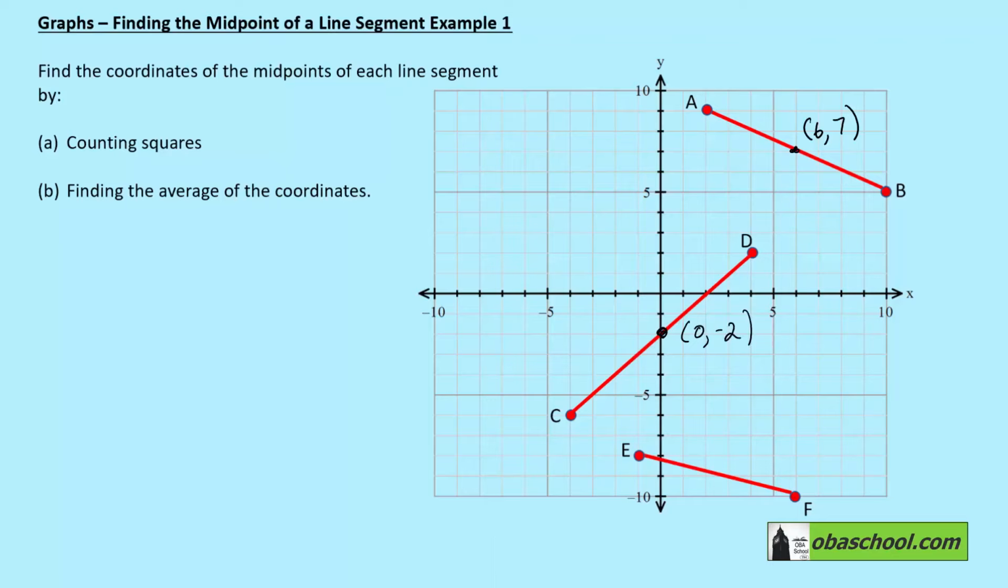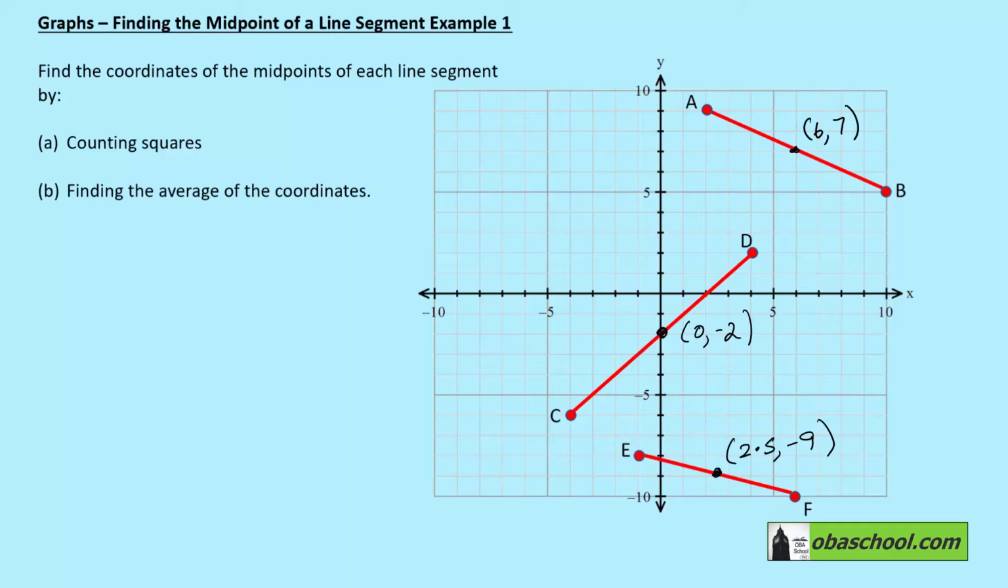And finally, this one is 1, 2, 3, 4, 5, 6, 7 across and 2 down. So 3.5 across, 1, 2, 3.5, and 1 down will put me at 2.5 and -9. So let's do that by averaging the coordinates.